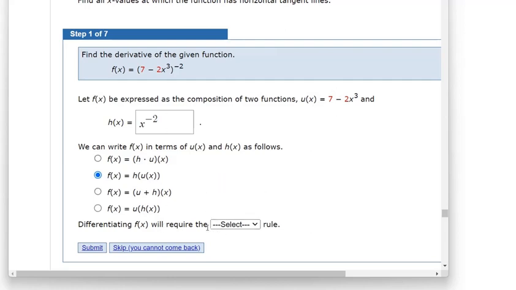And then differentiating f(x) will require the chain rule. Anytime you can make a composition of two functions where you can put one function into the other, we need the chain rule.